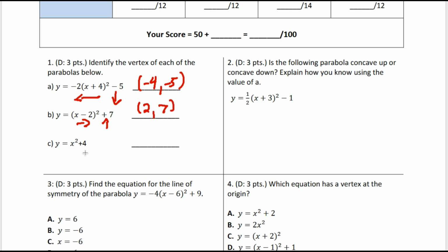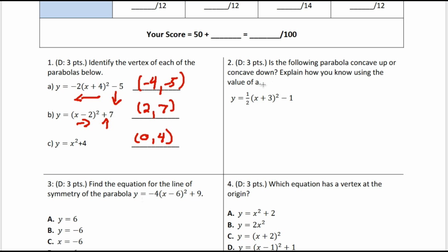For part C here, this hasn't been shifted at all. It's not x plus anything or x minus anything, which means that the x-coordinate of the vertex is still 0. It has been shifted up 4 though, so the vertex would be at 0, 4.